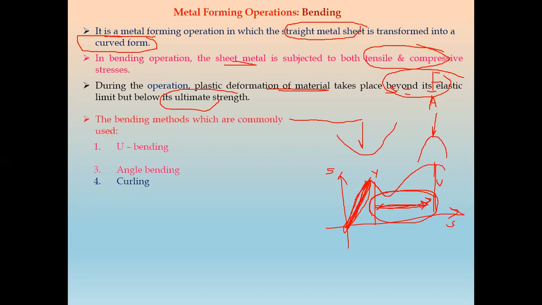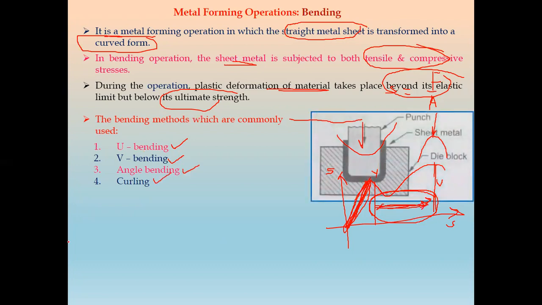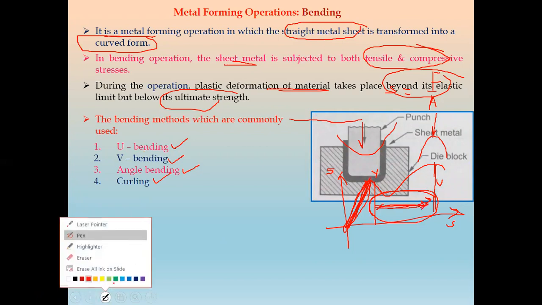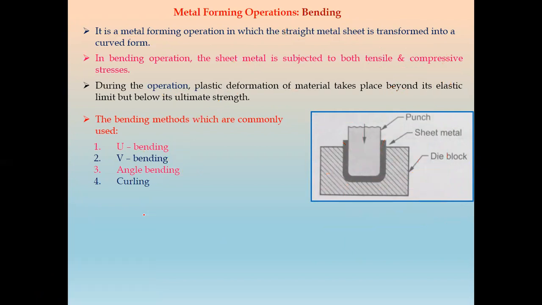So next, bending operations are classified into different types. The first operations are U bending, V bending, angle bending, and curling operations. We'll see these different operations one by one. The first operation is U bending.